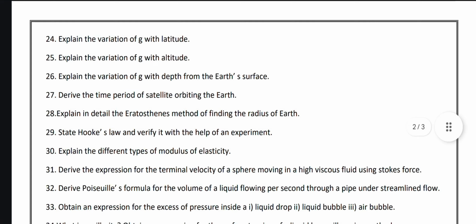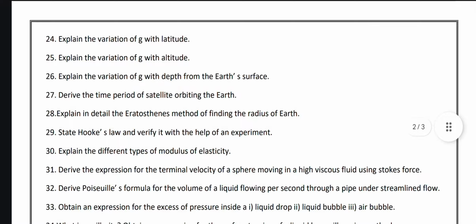24th, explain the variation of g with latitude. 25th, explain the variation of g with altitude. 26th, explain the variation of g with depth from the earth surface. 27th, derive the time period of satellite orbiting the earth. 28th, explain in detail Eratosthenes' method of finding the radius of Earth.